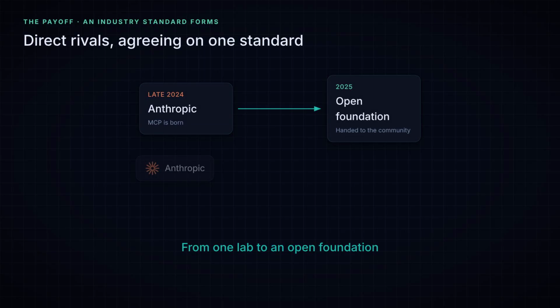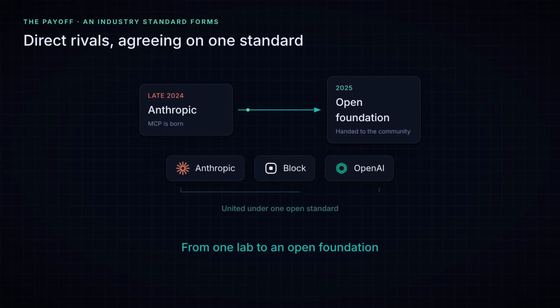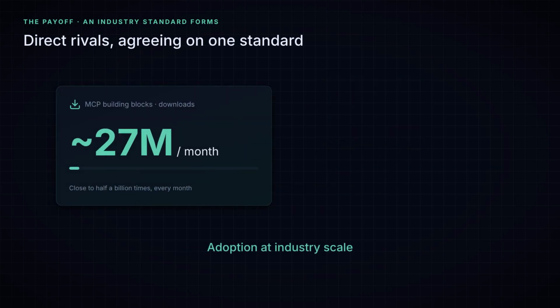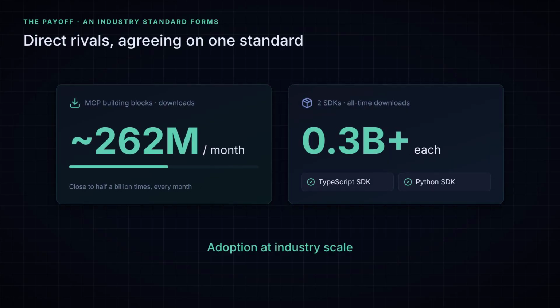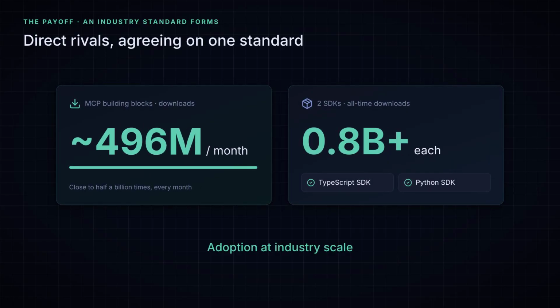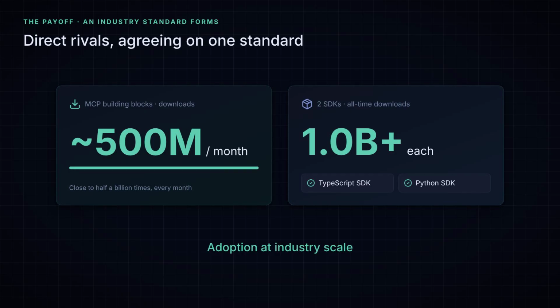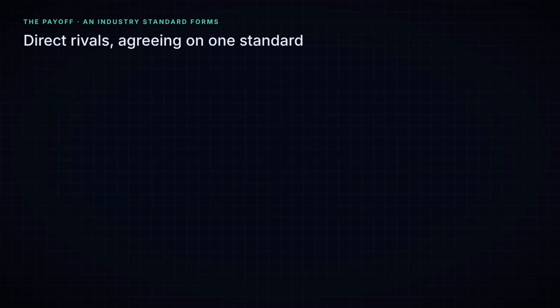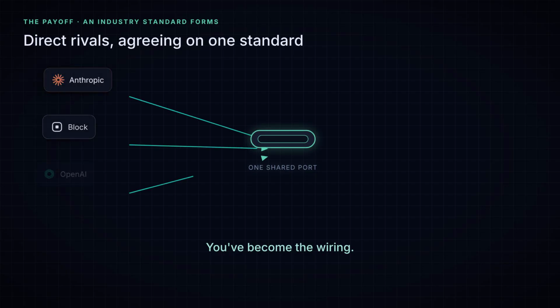And this caught on fast. MCP started at Anthropic in late 2024, and by 2025 it was handed to an open foundation backed by Anthropic, Block, and OpenAI, direct rivals, agreeing on one standard. The building blocks for it now get downloaded close to 500 million times every month, and 2 of those toolkits have each passed 1 billion downloads all time. When your competitors adopt your plug, you've stopped being a product.